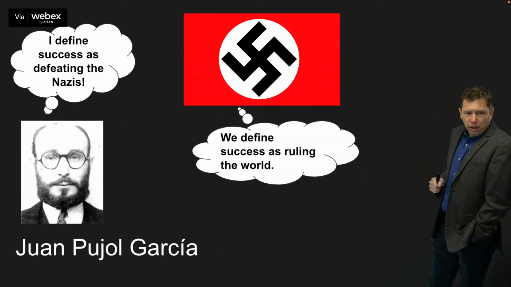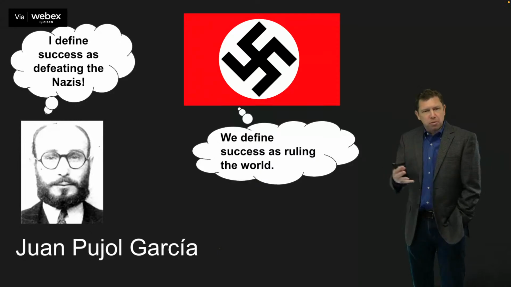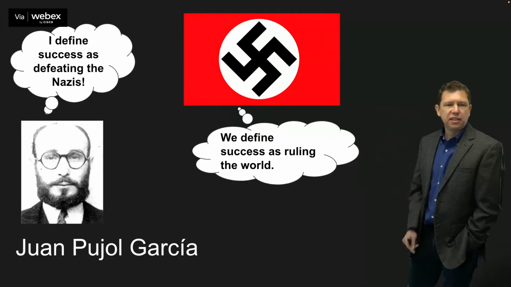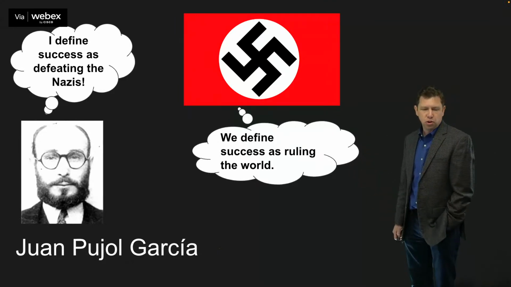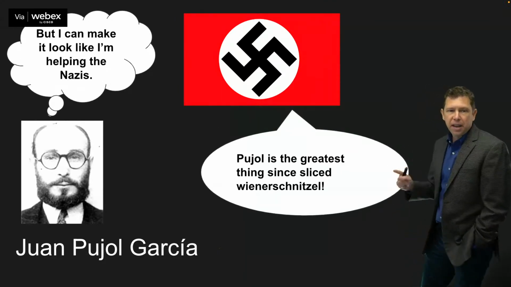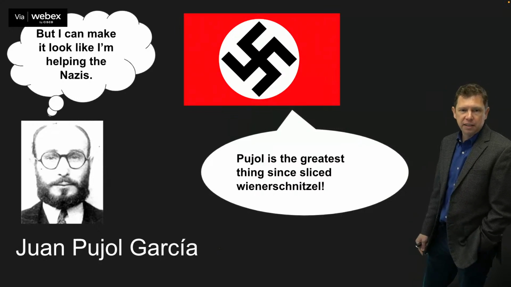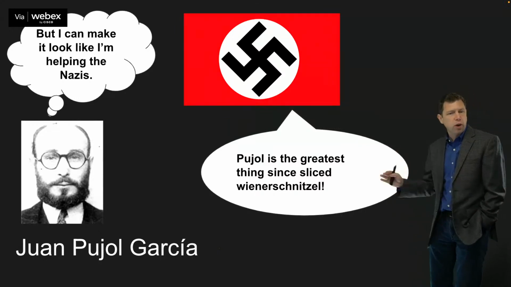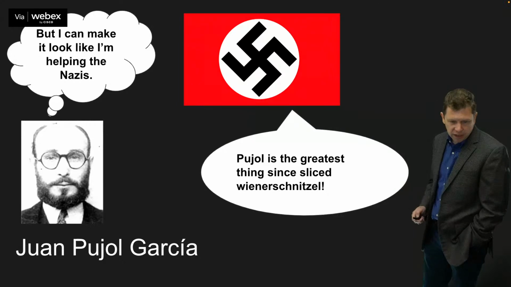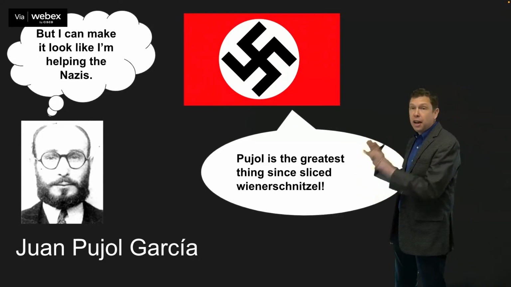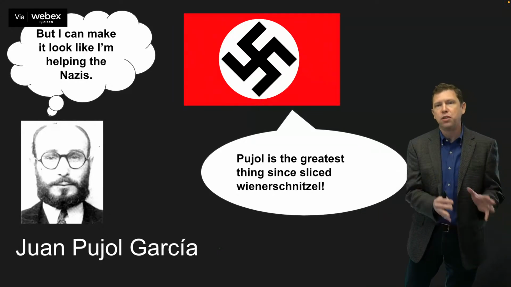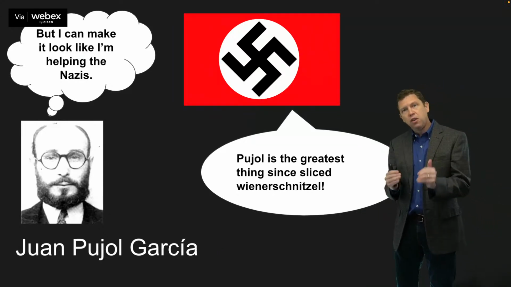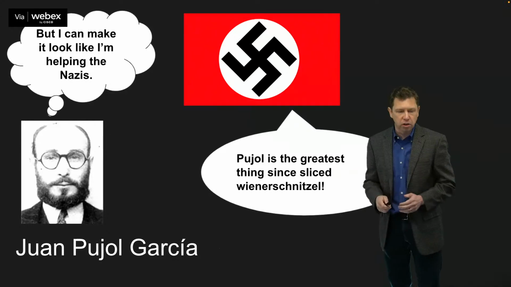So Pujol, or Garbo, we'll call him Garbo because that's a cool name. I define success as defeating the Nazis. And the Nazis are like, we define success as ruling the world. So Garbo is saying, but I can make it look like I'm helping the Nazis. And the Nazis are saying, Pujol is the greatest thing since sliced Wiener Schnitzel. So these are different goals, right? The Nazis' goal of ruling the world. Pujol has a goal of trying to undermine what they're trying to do, but he's doing it in a way that actually makes it look like he's supporting their goal.